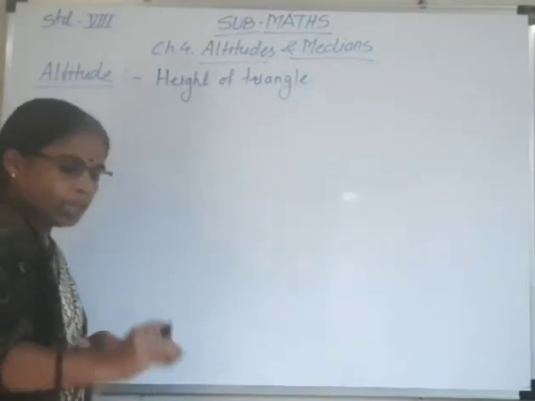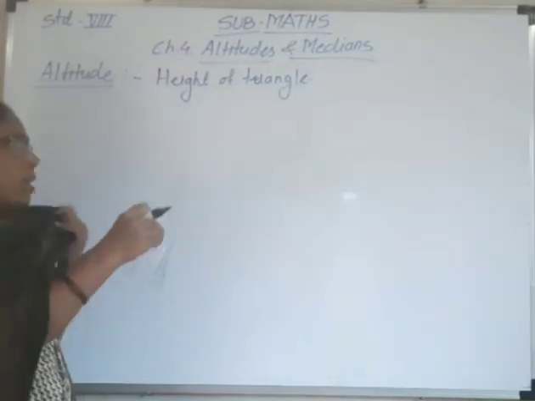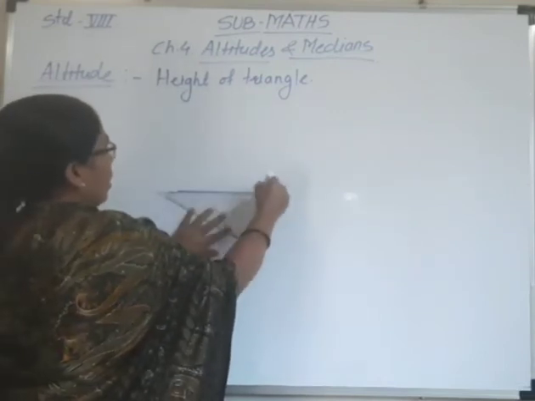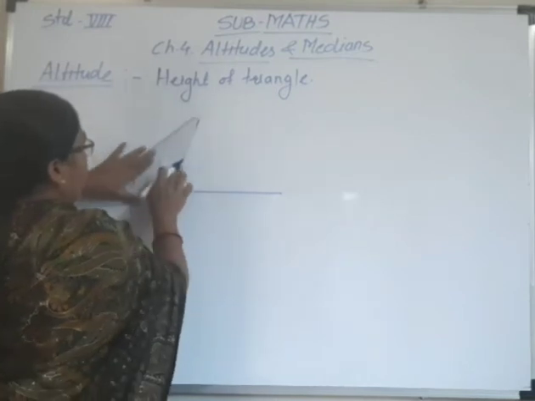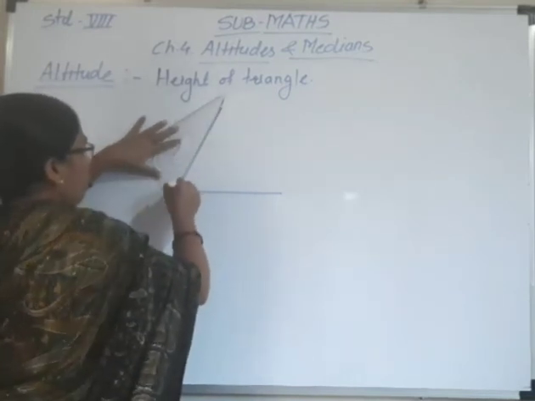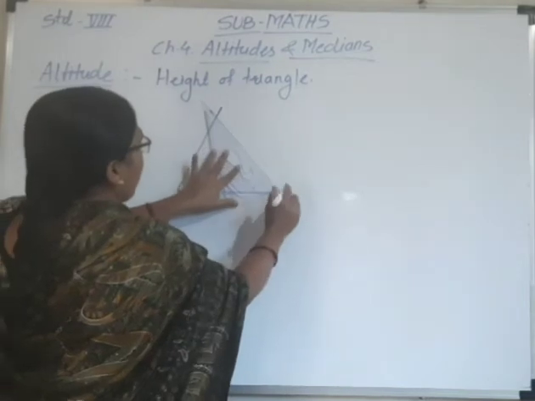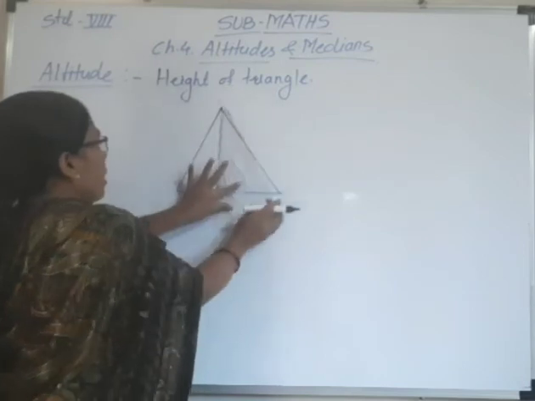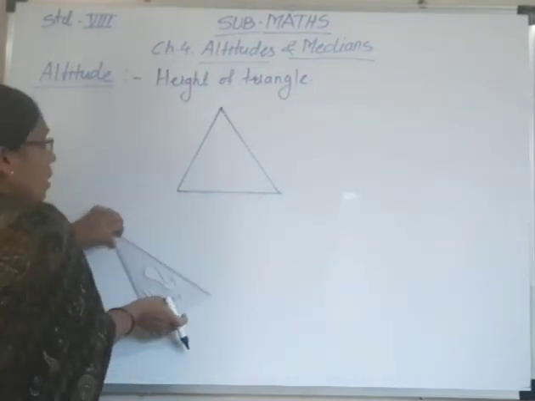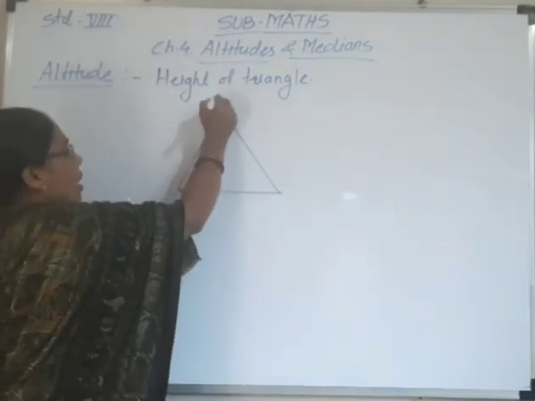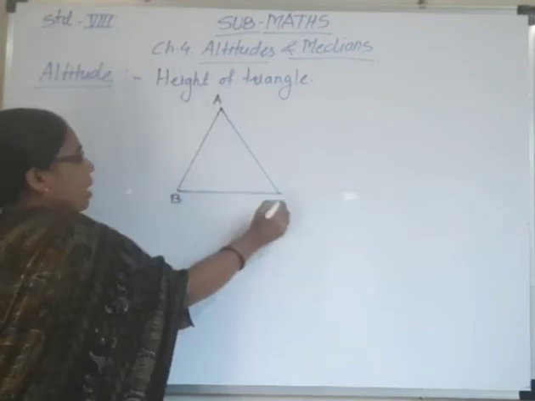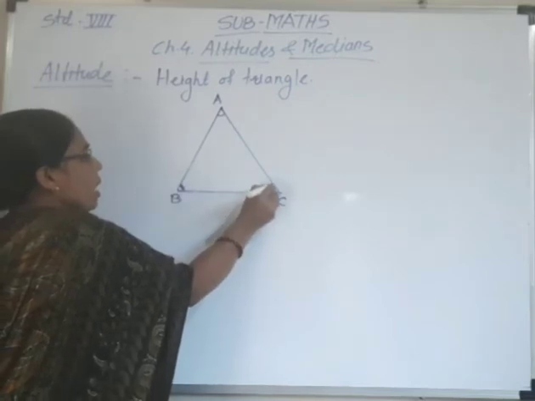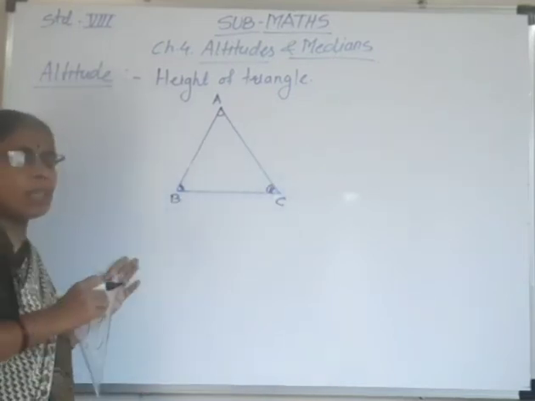How to draw this altitude of a triangle using set square? Now first we will draw a triangle. Any triangle. Now here in this figure all angles are less than 90 degrees. That's why it is an acute angle triangle. In this triangle, all these angles, angle A, angle B and angle C, measure less than 90 degrees, and that's why this is an acute angle triangle.